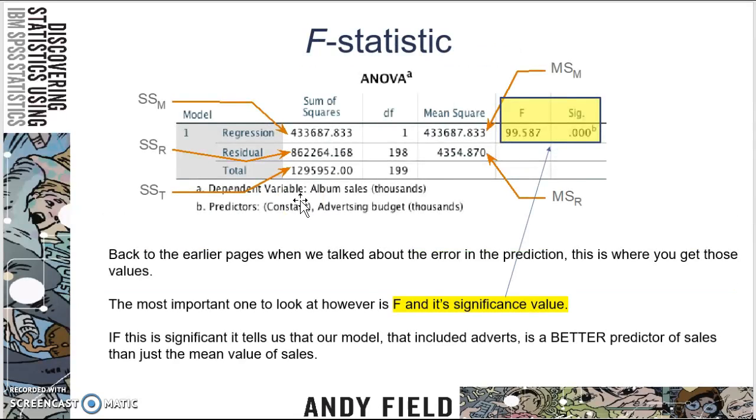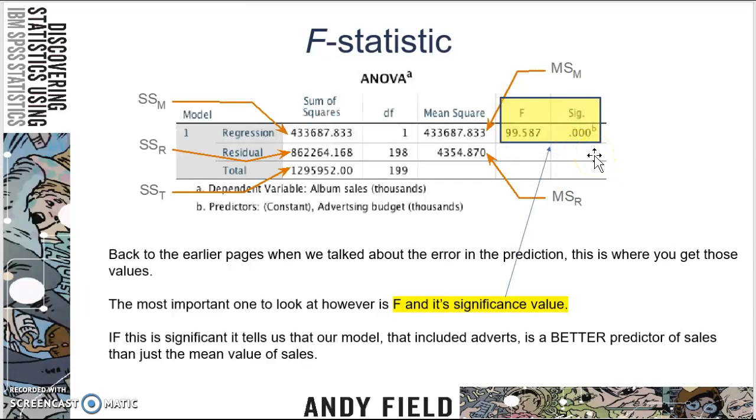Okay, so the next piece that you get is an ANOVA table. Earlier in the notes, we talked about the SST, SSR, and the SSM. Those are those values right there, which you can use to look for bias and to calculate certain variables. We don't worry about it too much, but the very important thing you want to look for is right here: your F value and your significance value.